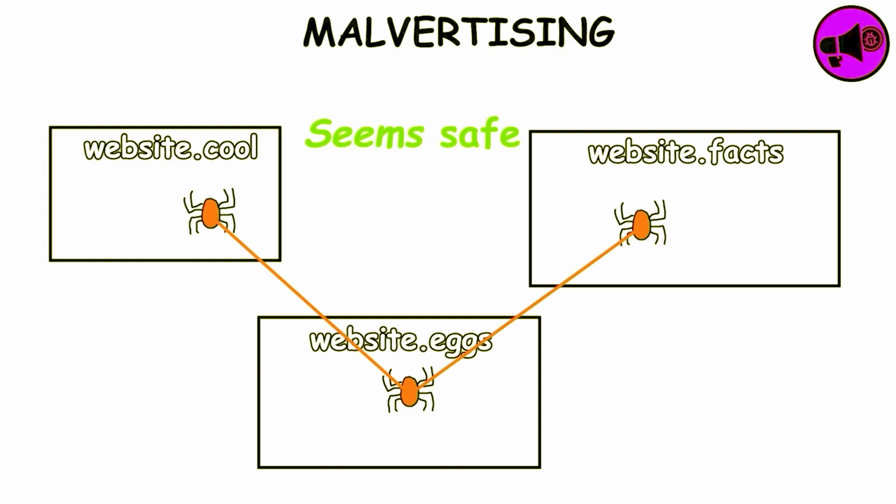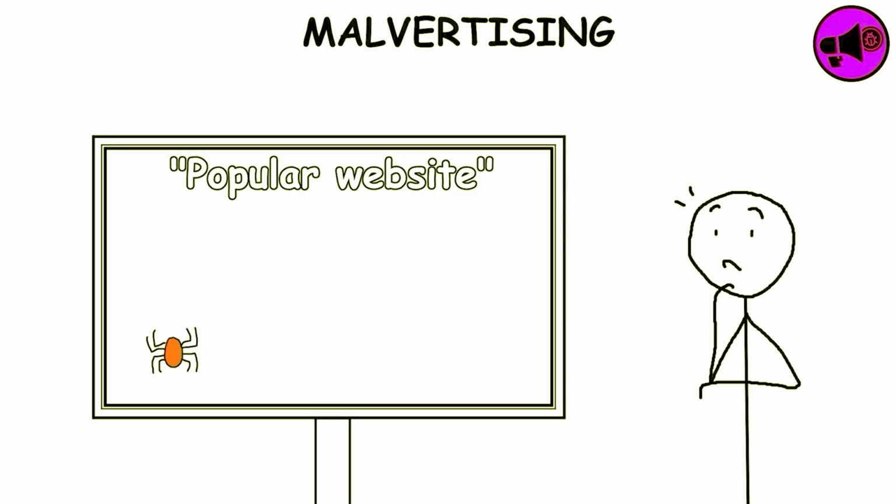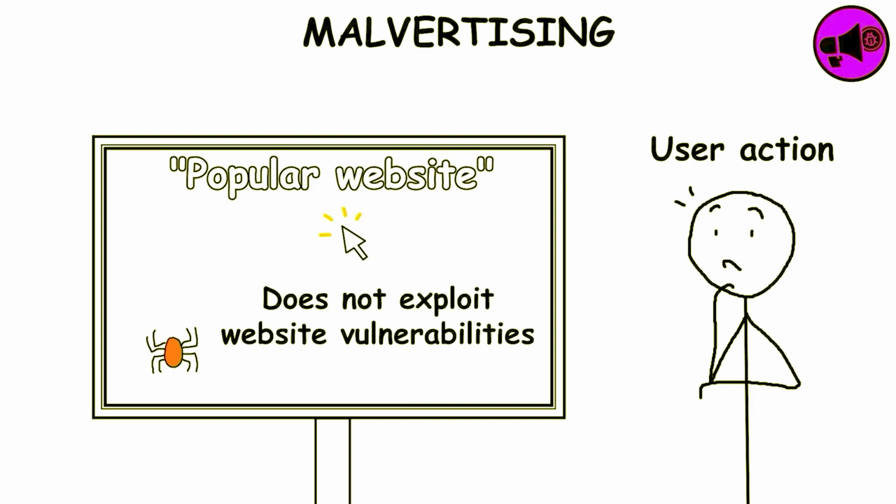In general, they can be easily spread across a large number of legitimate websites without directly compromising those websites. The interesting thing about infections delivered through malvertising is that they do not require any user action, like clicking, to compromise the computer, and it does not exploit any vulnerabilities on the website.